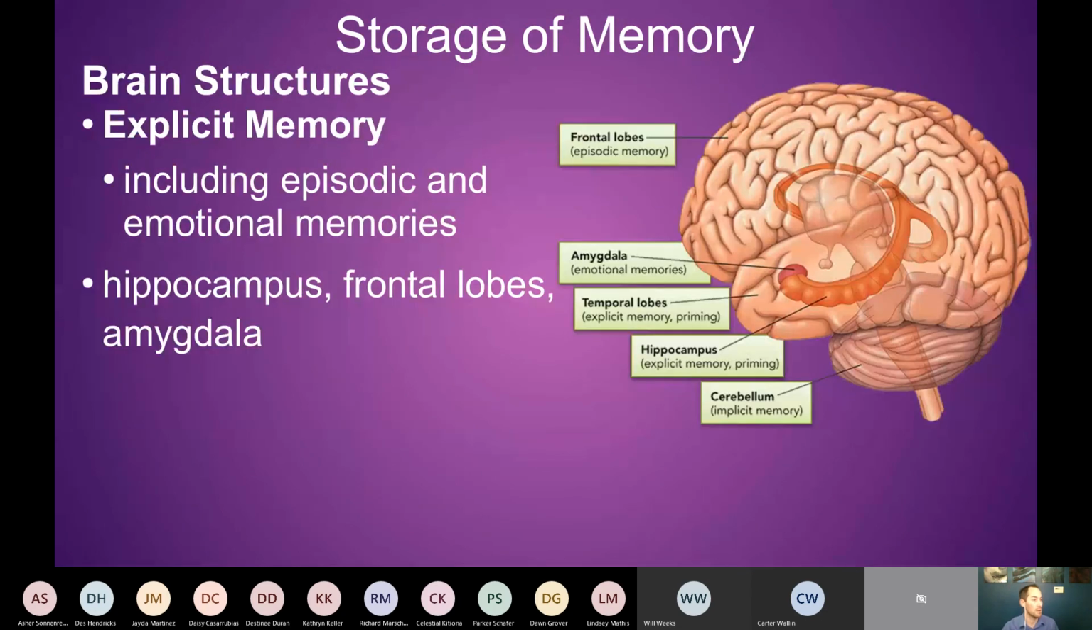So here we've got our frontal lobes, where a lot of episodic memories are stored. So the episodes: what happened when my brother broke his arm pole vaulting, what was happening around, where was I on the field, what was I looking at, who was I talking to, what was the weather like. Those kinds of things are often stored here.